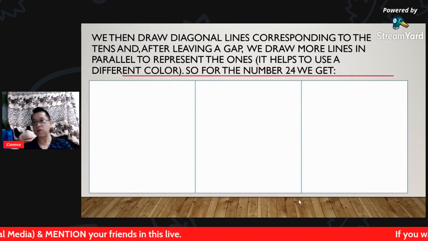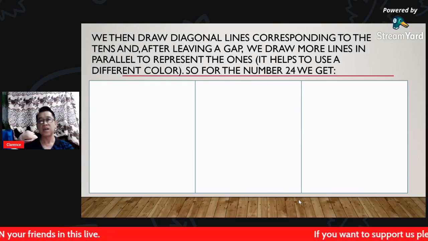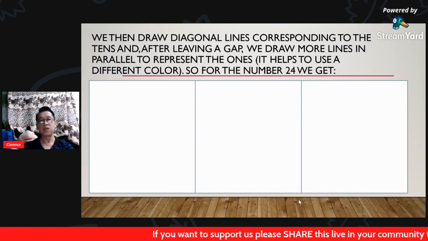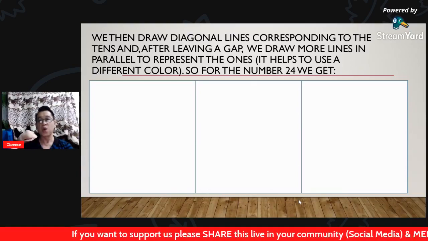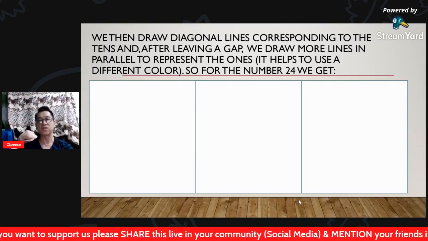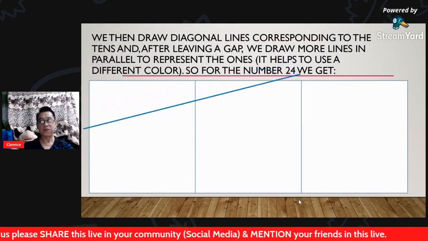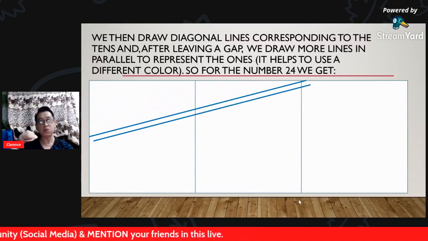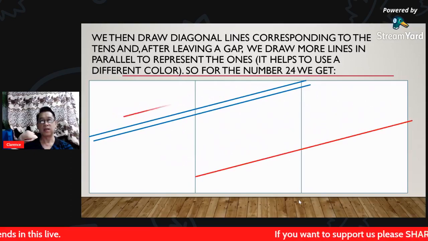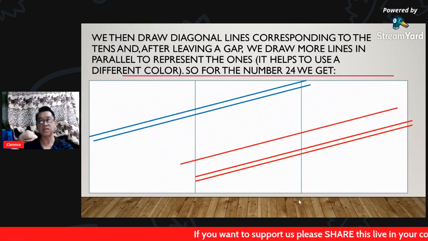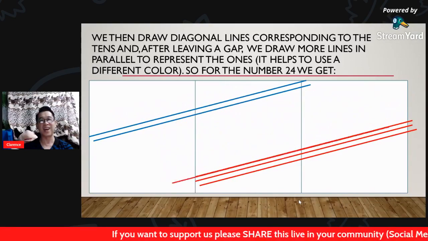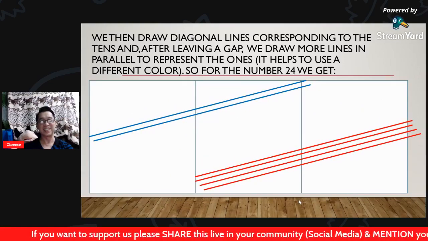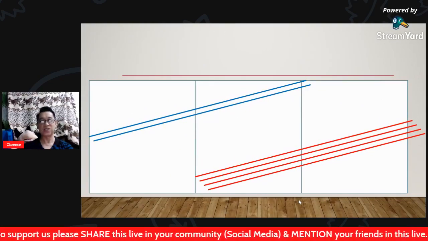Again, let us draw diagonal lines corresponding to tens, and then leave a gap, then draw more lines in parallel to represent the ones. Again, we'll be using different colors. So for number 24, for our tens, two tens, we represent it by the blue colors. And for our four ones, we're going to represent it by the red lines. Next.